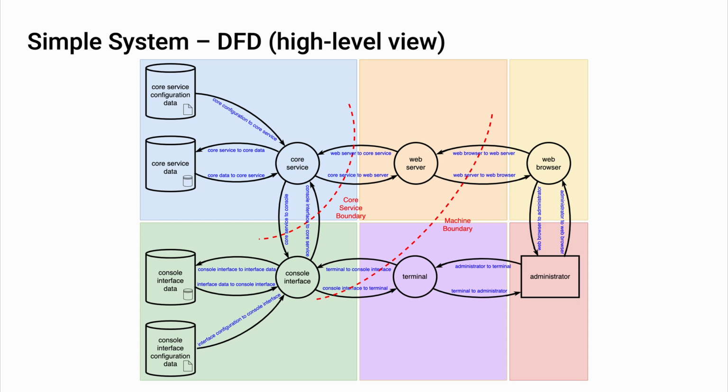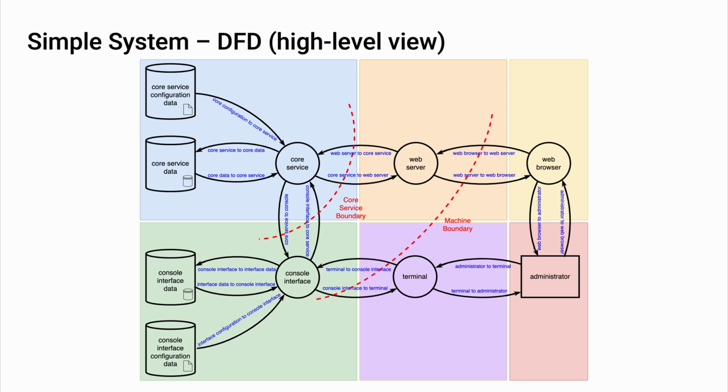We can create a high-level data flow diagram from the block view. All entities within the block view have a one-to-one correspondence within the DFD realm at this level. We have 2 trust boundaries, one being between the core service, the web server, and the console interface, and the other between the web server browser pair and the console interface terminal pair.